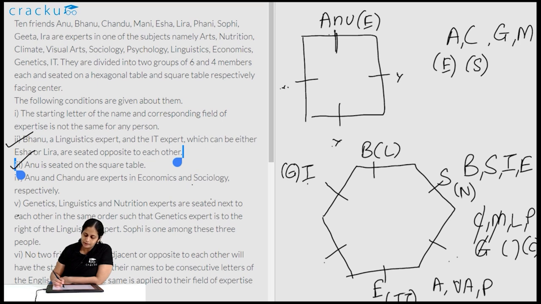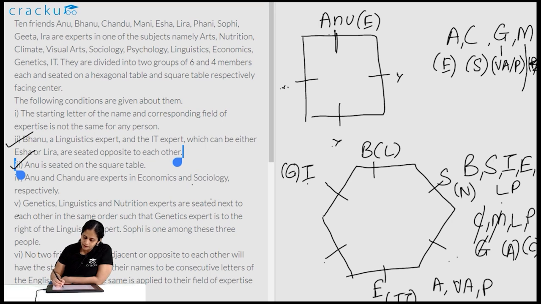Now, let us consider that Geeta is say arts. Now, A of Anu and A of arts cannot be either adjacent to each other or opposite to each other. So, the person having arts as their discipline cannot be seated on the square table. So, neither Geeta nor Mani will have arts, which means Leera has arts. So, Leera will have arts, Funny will have climate. So, the remaining two people here are L and P, and these two people will have either visual arts or psychology, and psychology or visual arts.